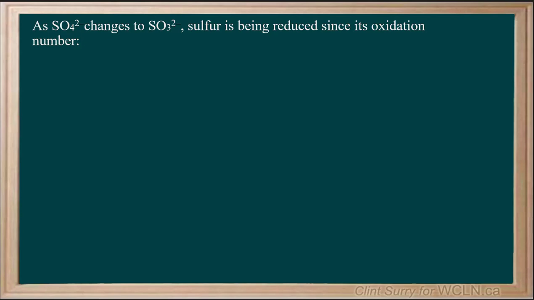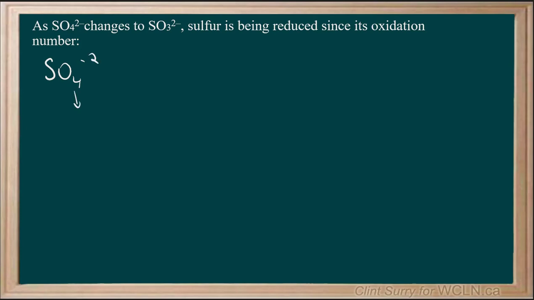In this problem, we're looking at what happens to the sulfur and showing that it's being reduced, what happens to its oxidation number. Now there's two things we can look at. We can do this by oxidation number. We can also do this by half reaction. So if we're looking at oxidation number, we would start off with the SO4 minus 2.